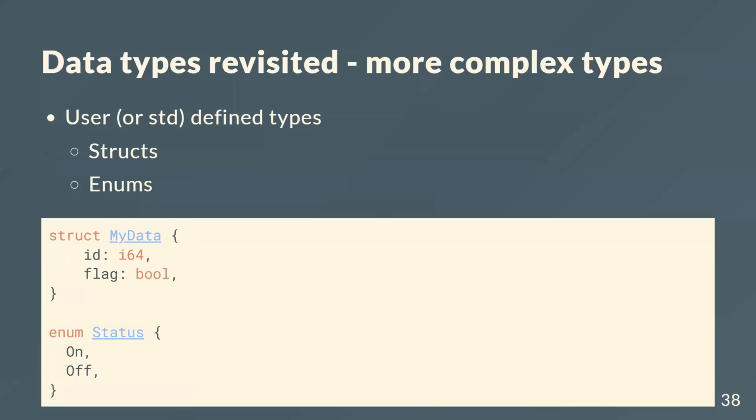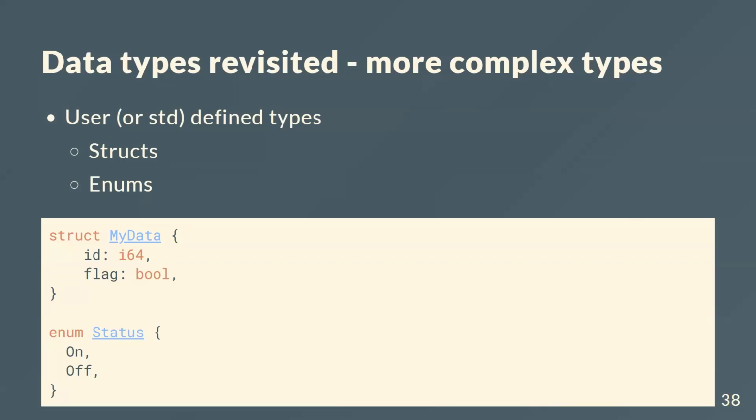Looking at going back to the kind of data types, there are more complex data types available to you. These can be user-defined or they can be defined in the standard library. The standard library is super rich, full of loads of types, but most of them are essentially just under the hood structs or enums. So here I've got a struct. This will hopefully look similar to what you've seen in other languages. So we've got named members here of the struct, ID and flag, and then the type on the right-hand side.